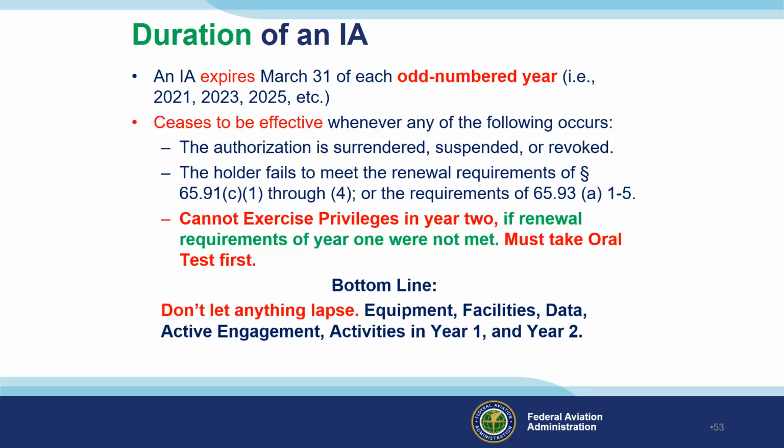You cannot exercise privileges in year 2 if renewal requirements of year 1 were not met. You must take an oral examination first. So if you let it lapse in year 1, you've got to contact the FSDO and let them know, and they will give you an oral test. Hopefully you'll pass and you'll be able to keep exercising the privilege in year 2. Bottom line, don't let anything lapse.